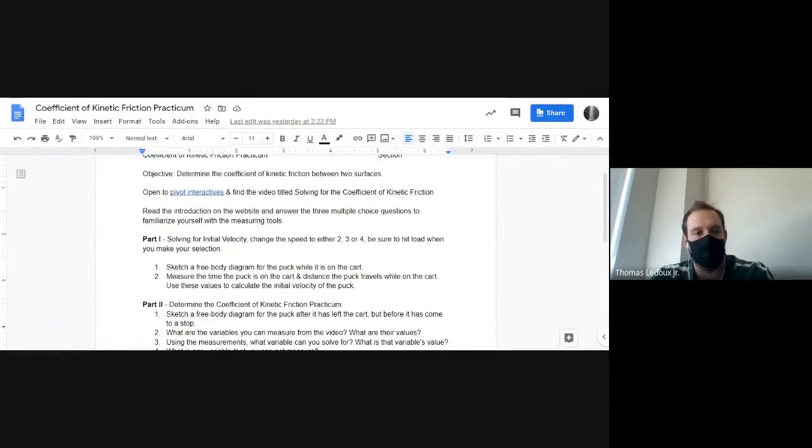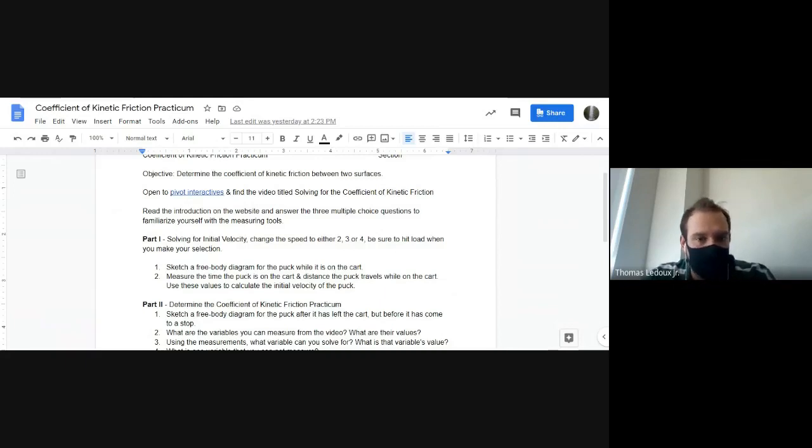And what we're going to do is we're going to determine what the coefficient of kinetic friction is between 2 surfaces. So the coefficient of kinetic friction is this relationship that exists between 2 surfaces that are sliding over one another. It's basically like, if I were to explain it to a student the first time, I'd say it's the stickiness factor. Very high coefficients of friction is like when you walk on concrete. It's not a very slippery surface.